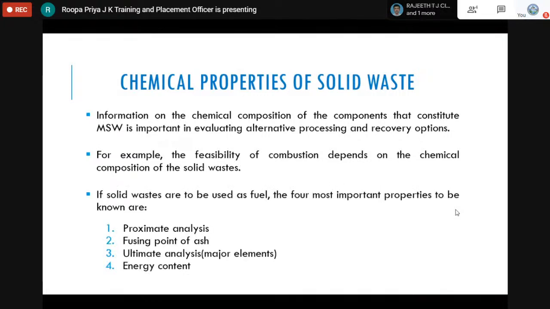If solid waste is to be used as fuel, the four most important properties to be known are: one, the proximate analysis; the second, the fusing point of ash; the third, the ultimate analysis; and the last one is energy content. For us, energy content is an important parameter. We will solve a few questions on this energy content as well.